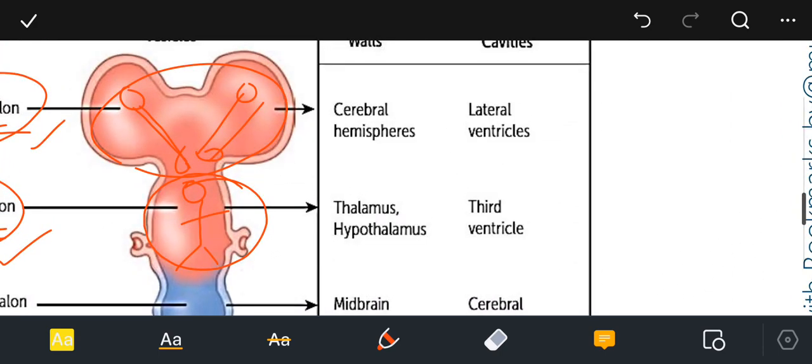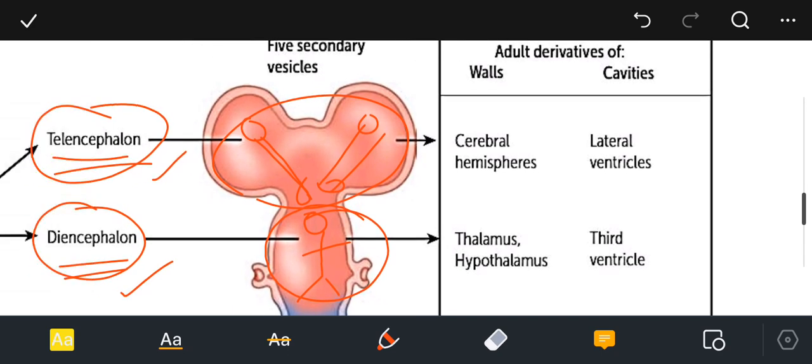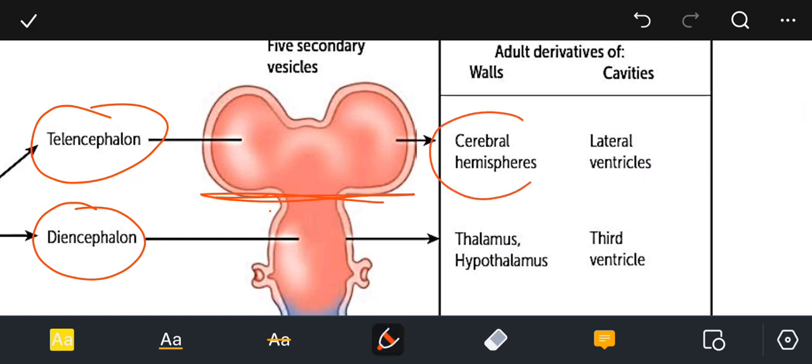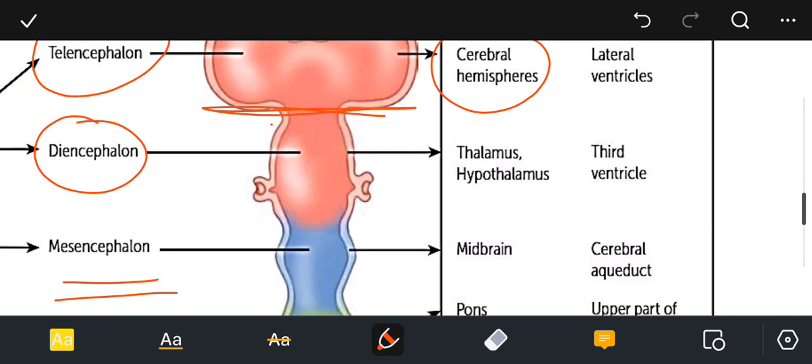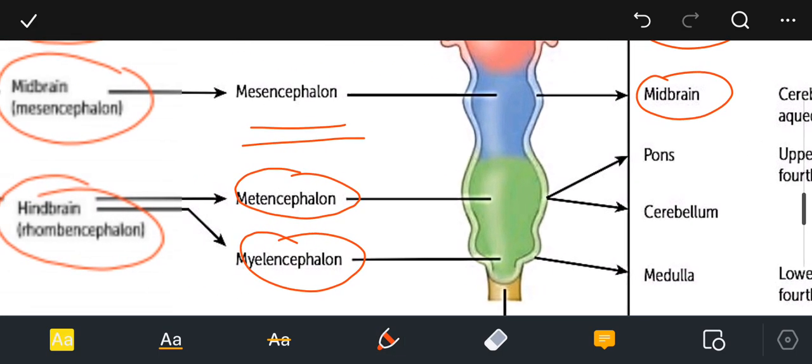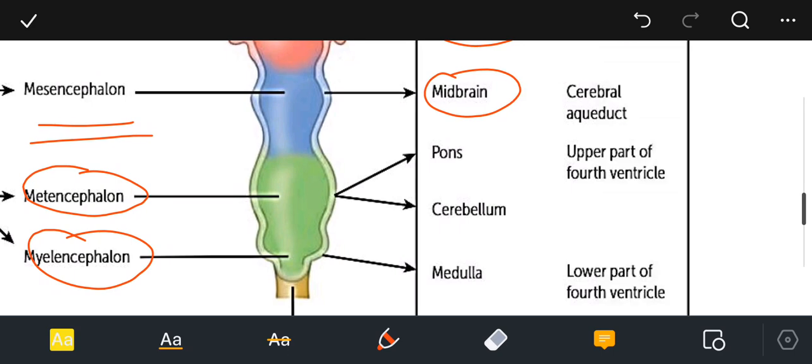Let's see the distributions. The telencephalon, which are these hemispheres, is going to form the cerebral hemispheres, and the cavity which is present inside them. Okay, let's talk about the cavities later on. The telencephalon will give the cerebral hemisphere. The diencephalon will give thalamus and hypothalamus. The mesencephalon will give the midbrain. The metencephalon, which is a subdivision of the rhombencephalon, will give rise to pons and cerebellum, and the lowermost structure before the spinal cord, the medulla, is coming from the myelencephalon.